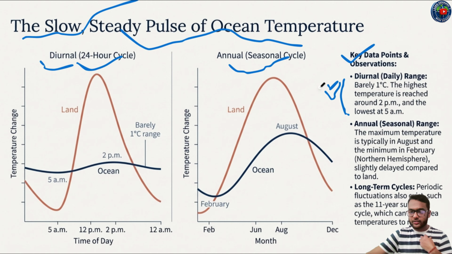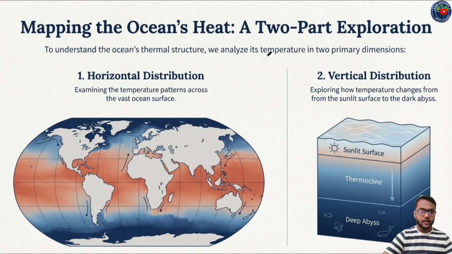Then the annual seasonal range: the maximum temperature is typically in August and the minimum in February in the northern hemisphere, slightly delayed compared to land. Long-term cycles: periodic fluctuations also exist, such as the 11-year sunspot cycle, which can cause sea temperatures to rise. These are some variations of sea temperature during the day and during the season.